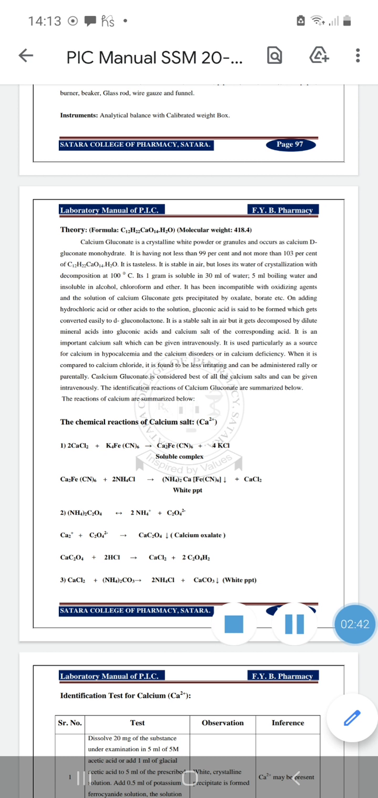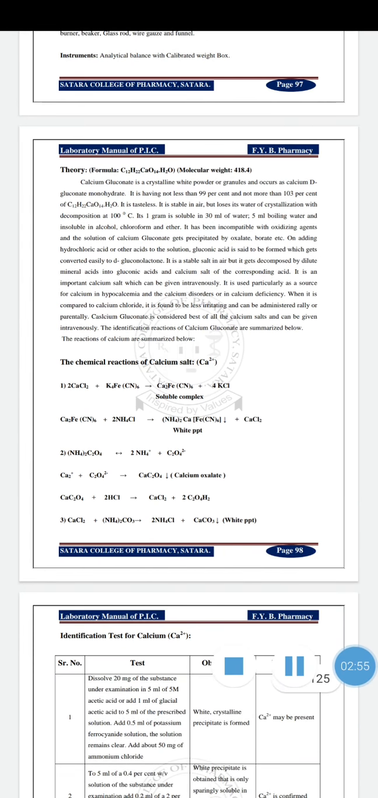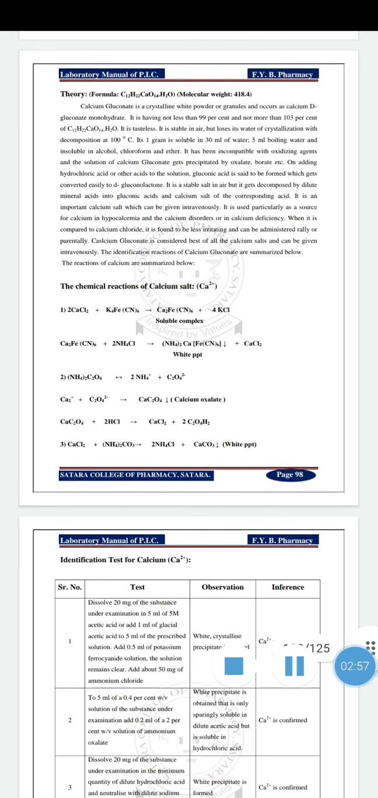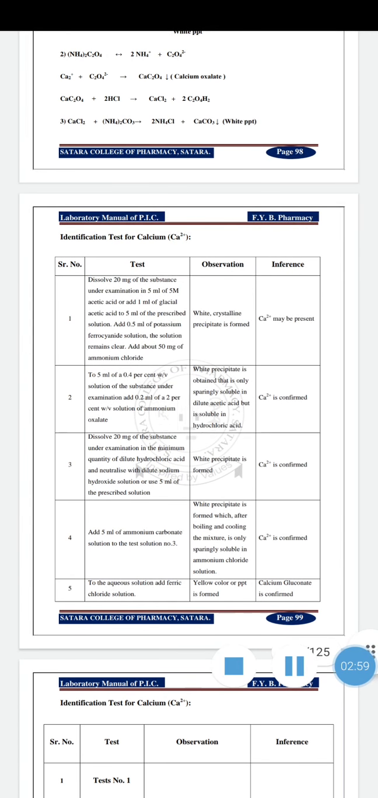The identification reactions of calcium gluconate are summarized below. These are the chemical reactions of this chemical salt. Then there is the identification test for calcium. There are 5 tests for identification of calcium.